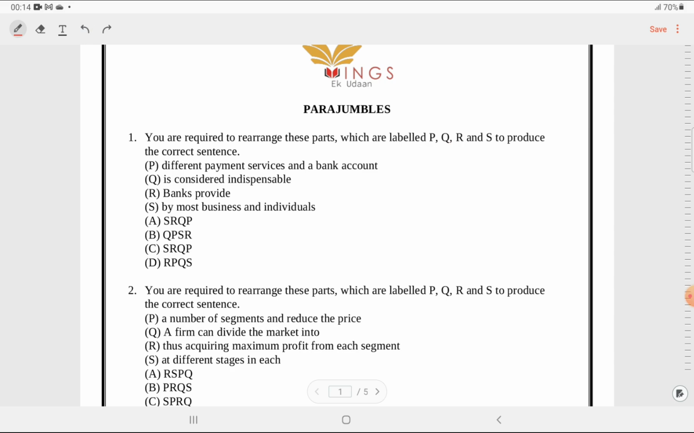Now see, if I read the first one, different payment services and a bank account. If I read everything, it will take much more time. We have to save time. See, what I did is I read the bold one. It is banks provide. Banks provide what? Different payment services and a bank account. That means I got a linking chain, a connecting chain, which is R and P. Now I need the options which have R and P.